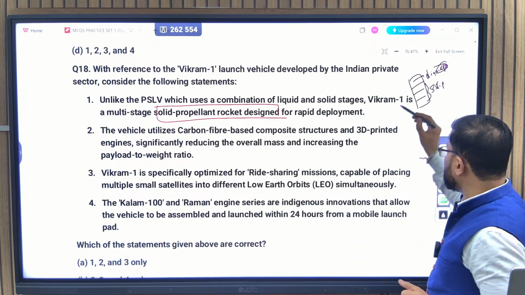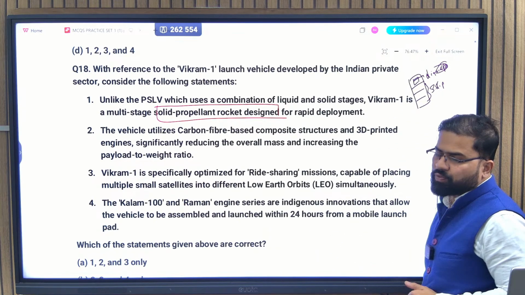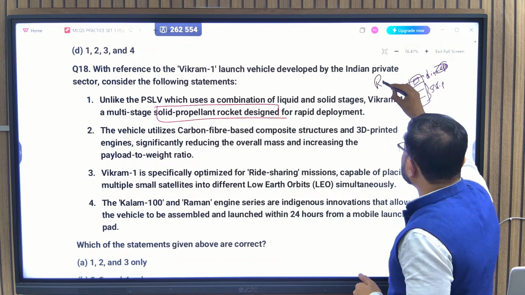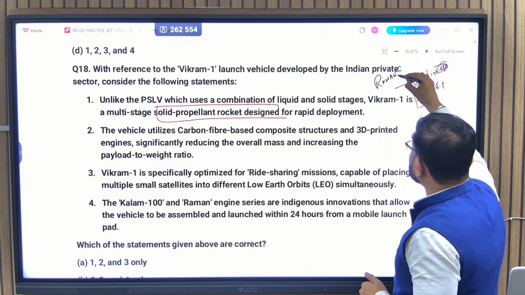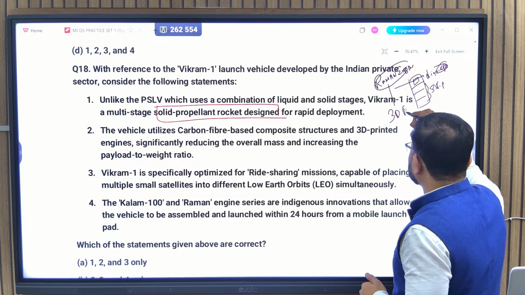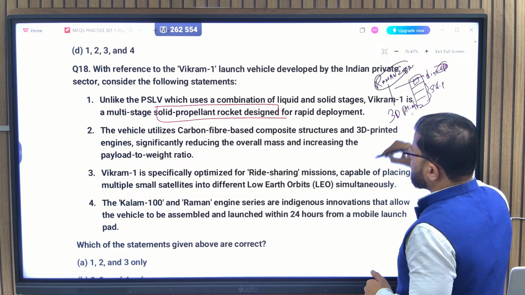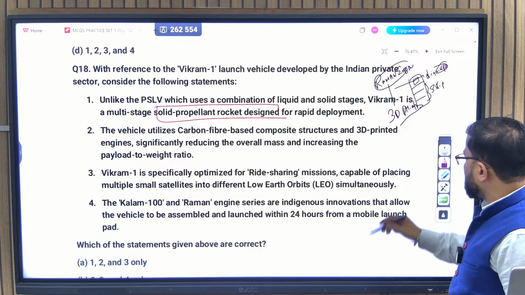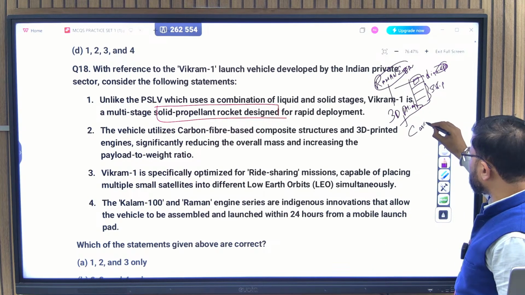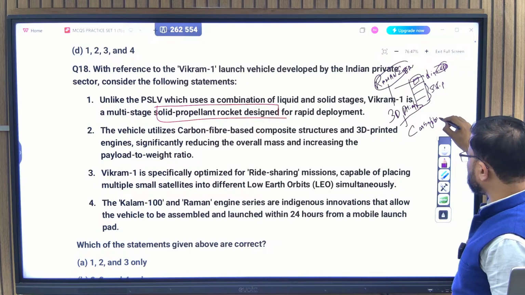And for this liquid propellant, this private company has indigenously developed an engine. What is the name of the engine? The engine being used for utilizing this liquid propellant is called the Raman engine. And this Raman engine is being developed using the concept of what? 3D printing. 3D printing, okay? And this 3D printing uses a material called carbon fiber. Carbon fibers. Let us see if we can solve this question.